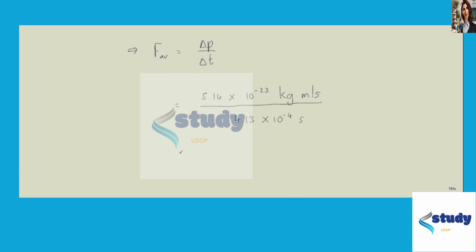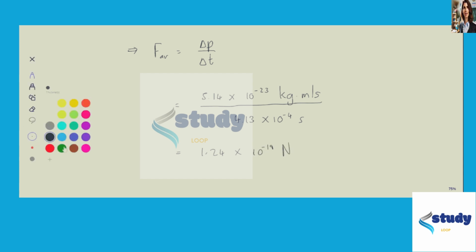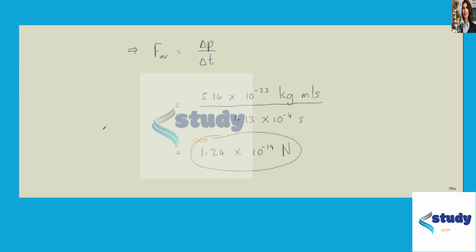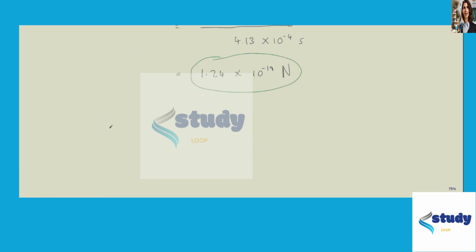And so calculating, we get this average force to be 1.24 times 10 to the minus 19 newtons. So that's the average force that this molecule will exert on one of the walls of the container that it's contained in. And that's the answer to part E.